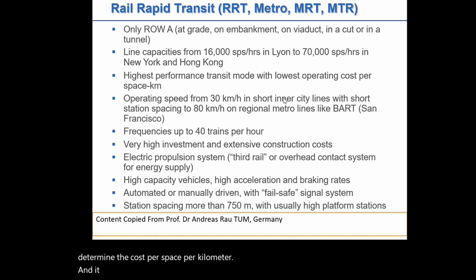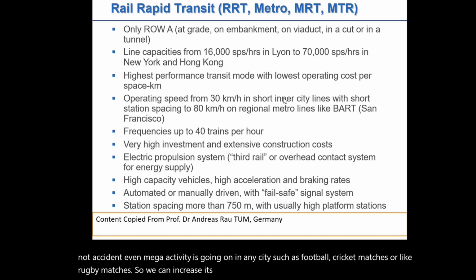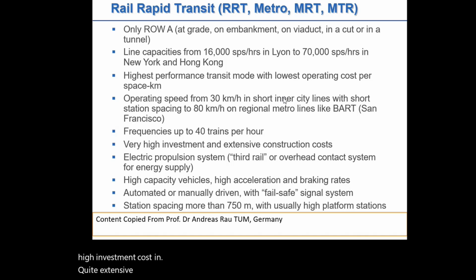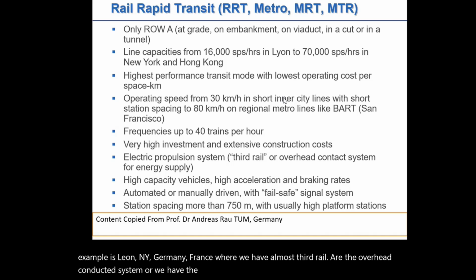And its frequency can also go up to 40 trains per hour. So if there is any mega activity going on in any city, such as football, cricket, or rugby matches, we can increase its frequency as well. As I already mentioned, it needs a high investment cost and quite extensive and mega construction cost. It is still functioning. Its best examples are Lyon, New York, Germany, and France, where we have the third rail or the overhead conductor system, or the electric propulsion system as well.